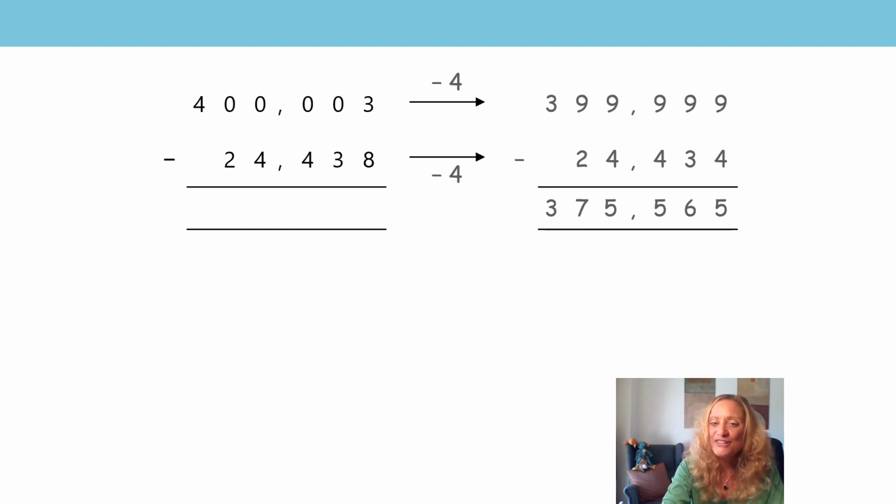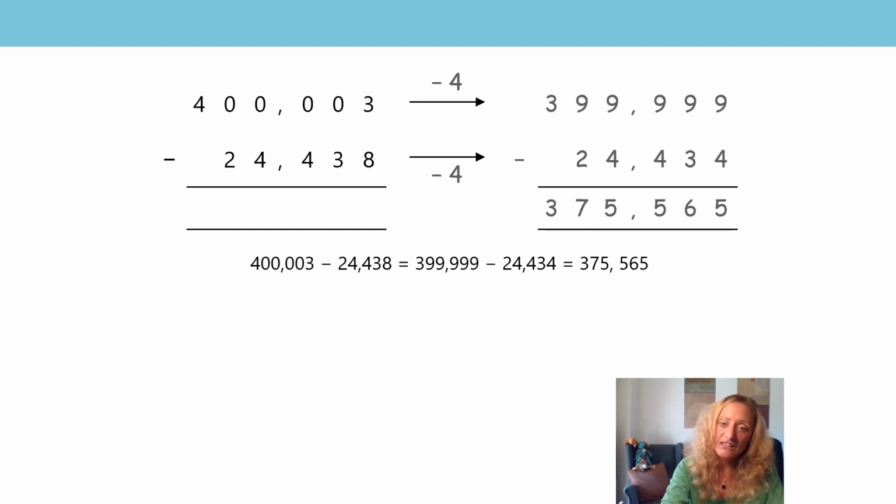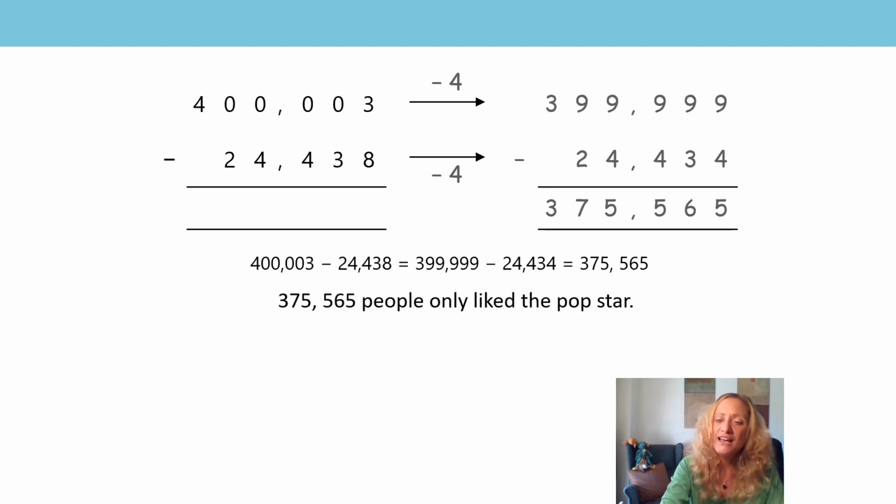Did you get the difference as 375,565? Super. So we know that that difference is the same for both of those calculations because we transform the minuend and the subtrahend by the same amount. So 375,565 people only liked the pop star, and they didn't like the cat as well. Fantastic, well done.